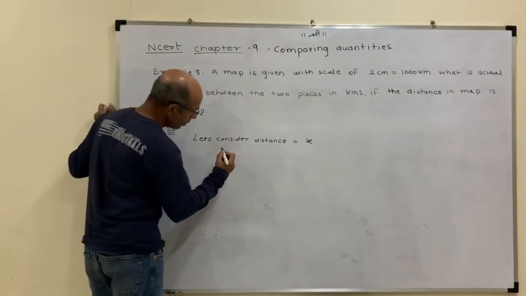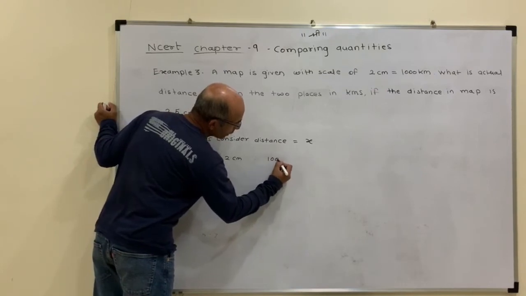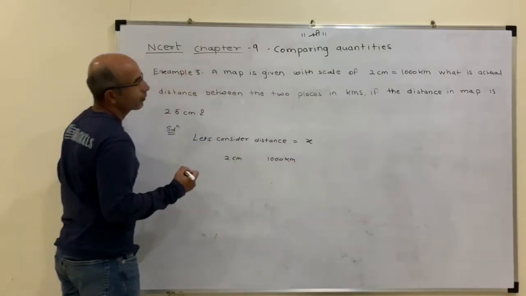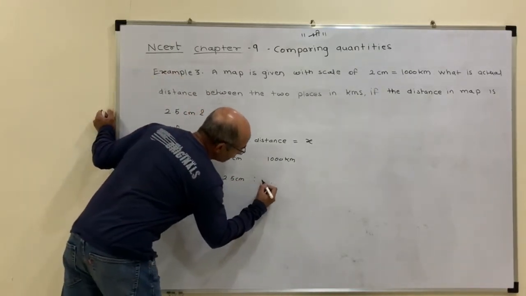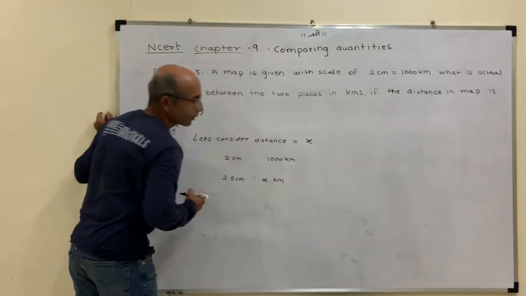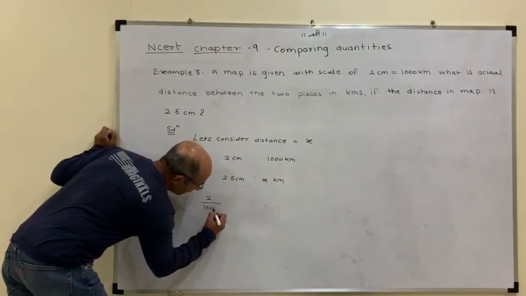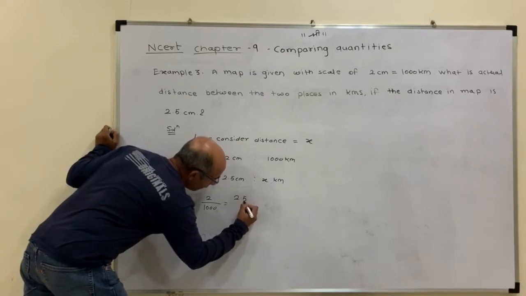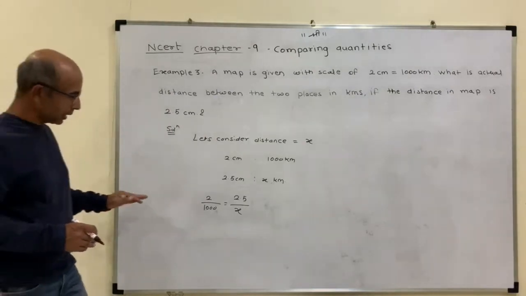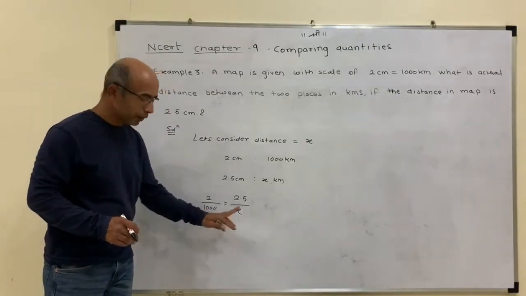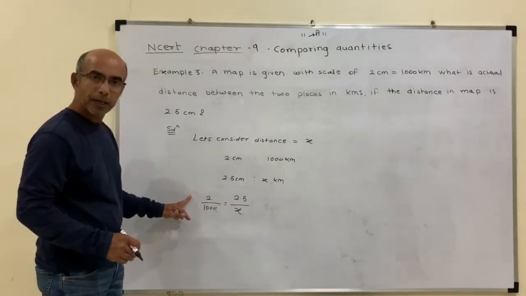So now when 2 centimeters is 1000 kilometers, and 2.5 centimeters is x kilometers, we can say 2 divided by 1000 equals 2.5 divided by x. Now I am going to transpose x from the right hand side to the left hand side. So x here is divided, and here it will be multiplied.